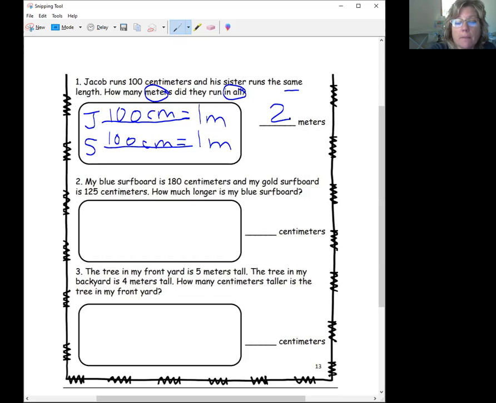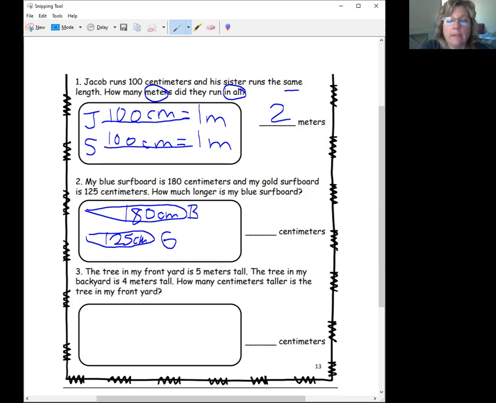I'm going to draw the first surfboard right here, and it is 180 centimeters. And that's the blue one, so I better put B for blue. And then I'm going to draw the next one, and it's 125 centimeters. And that was the gold one. Okay, now the question says, how much longer is the blue surfboard? Well, I know that the blue one is longer because the number was bigger.